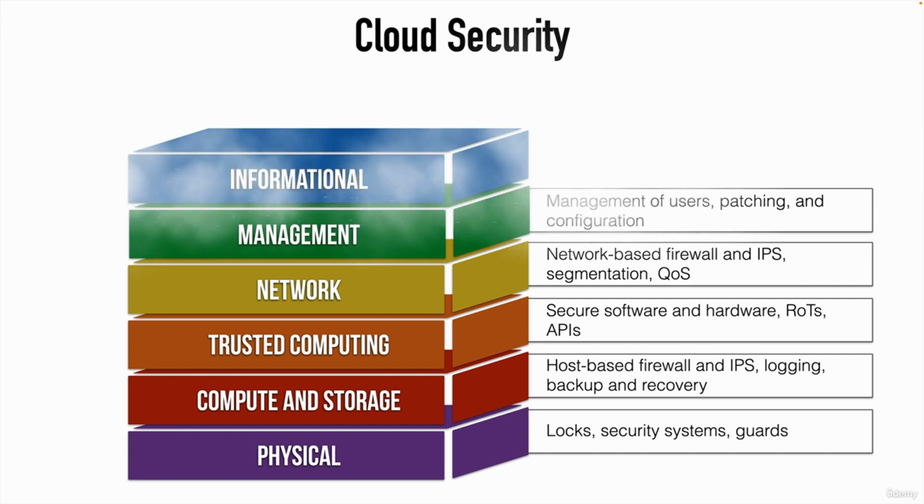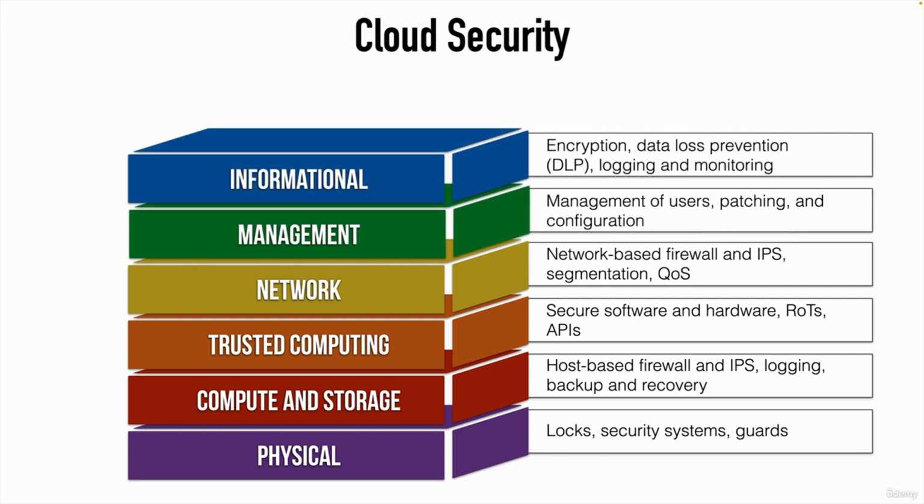Next, we have the informational layer. This is, of course, where information would be presented to the cloud end users. Here, we're concerned with protecting this data from unauthorized parties through means like encryption. So, for example, using SSL or TLS connections for the end user. Those will protect the sensitive data that they're accessing from eavesdropping or man-in-the-middle attacks.